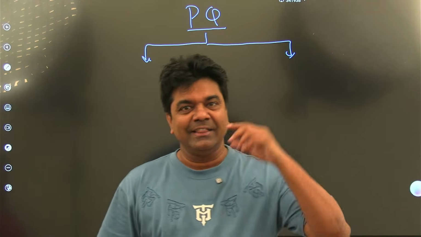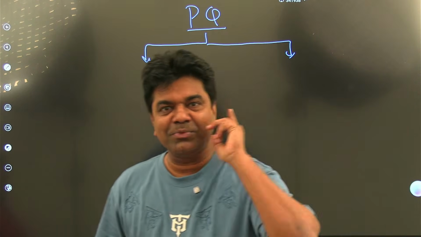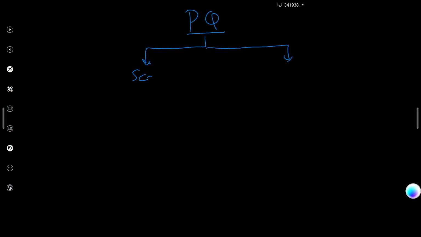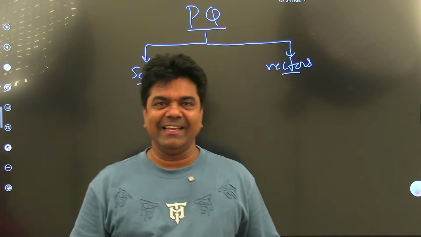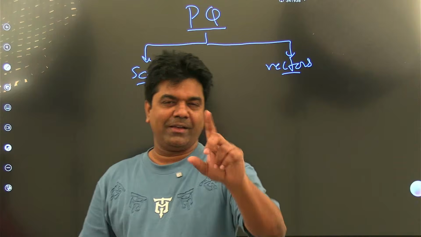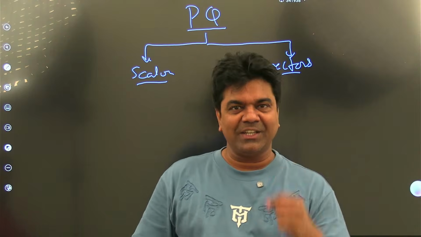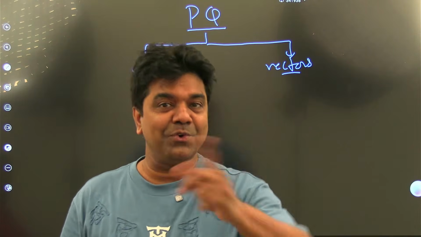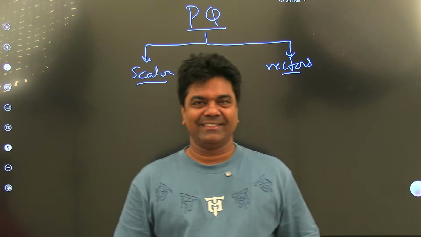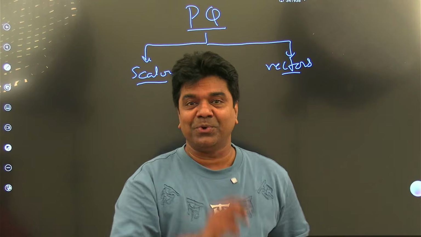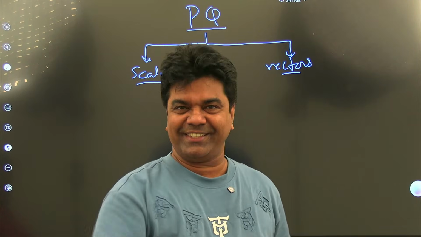Now here, this dichotomous is for something else, right? So what is it? Scalars and vectors, right? Scalars and vectors. Now keep this in your mind. Now what feature are they looking for? What do you think? They are looking for the availability of the direction.